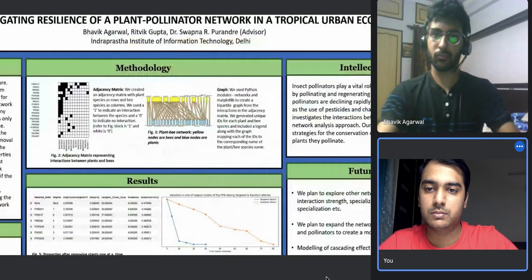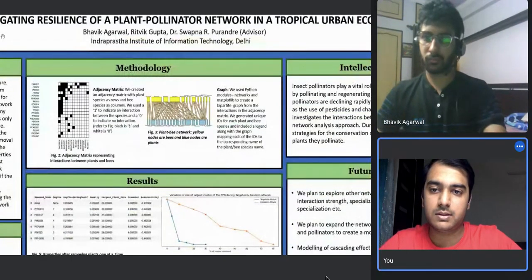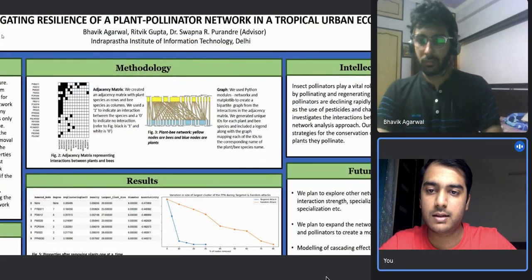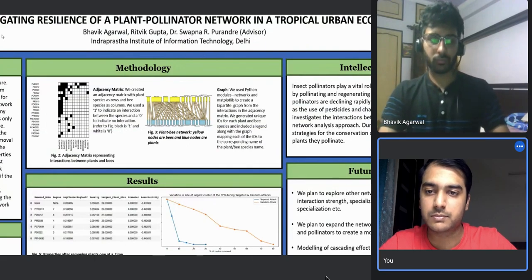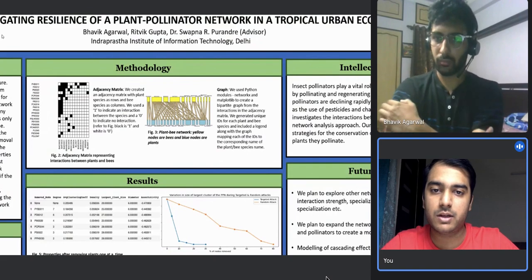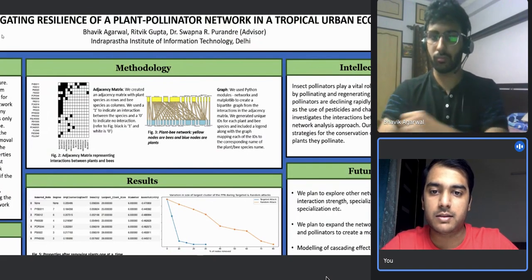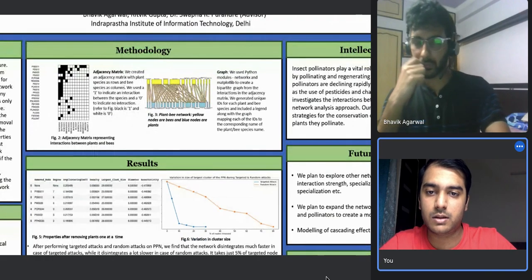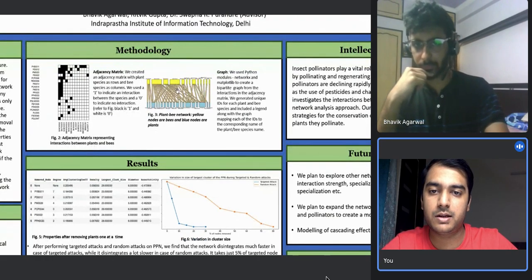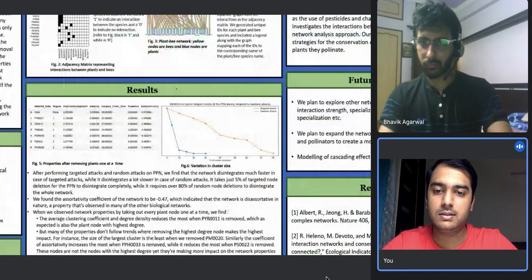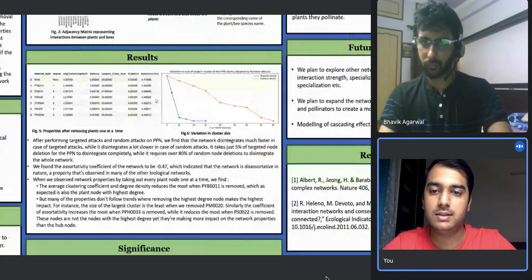So we used the dataset that was provided, and we created an adjacency matrix where the rows are the plants and the columns are the bees. A black dot indicates that there is a connection between a plant and a bee. Then in figure 3, we have visualized the plant bee network, and based on further analysis we have drawn results and significance.